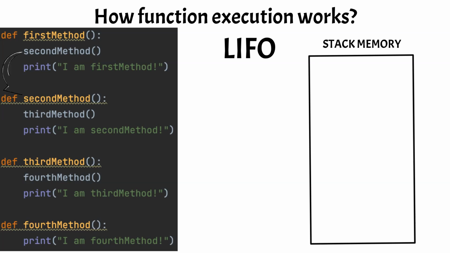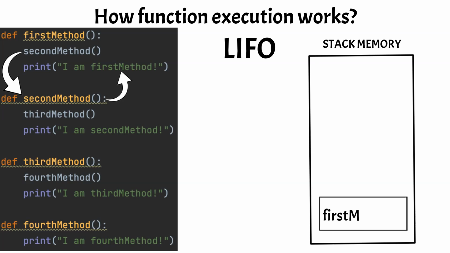In the first method, we are calling the second method, which means that before completing the execution of the first method, the interpreter will have to go to the second method, and once the second method execution is completed, the interpreter will have to execute the last statement in the first method, which is print, I am the first method. So this clearly means that the system needs to store the first method somewhere, so that when the execution of the second method is completed, it can come back to the first method to complete its execution.